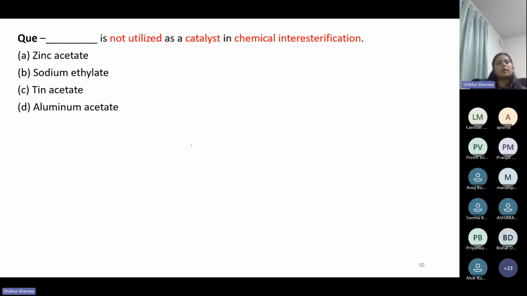Now we are discussing the next question, which is about chemical interesterification. Zinc acetate, sodium ethylate, tin acetate, and aluminum acetate are given as catalysts, and we need to tell which one is not utilized as a catalyst in this chemical interesterification process.